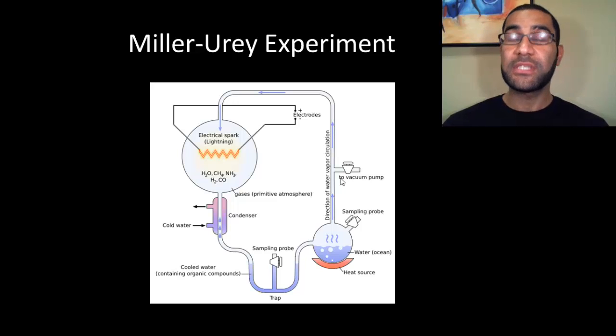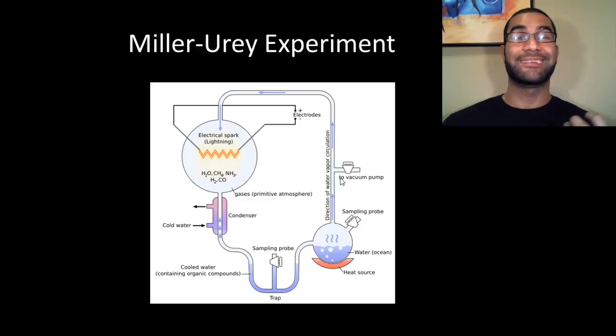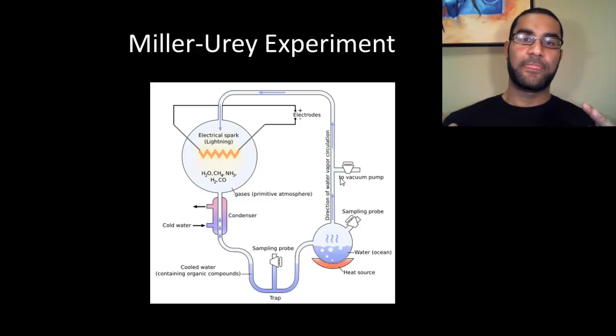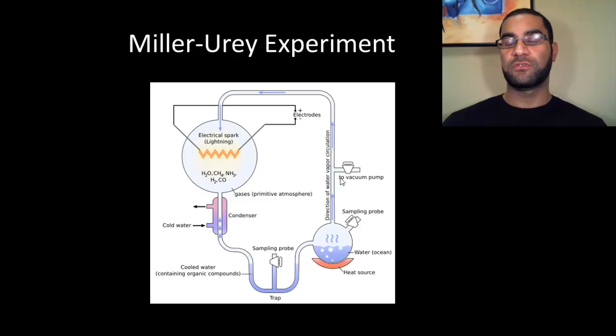By the way, that electricity is just there to simulate something like a lightning bolt that would have been very common in the early Earth's atmosphere because things were very erratic, a whole lot of energy in the clouds and things like that. That energy source could have triggered the production of organic compounds.